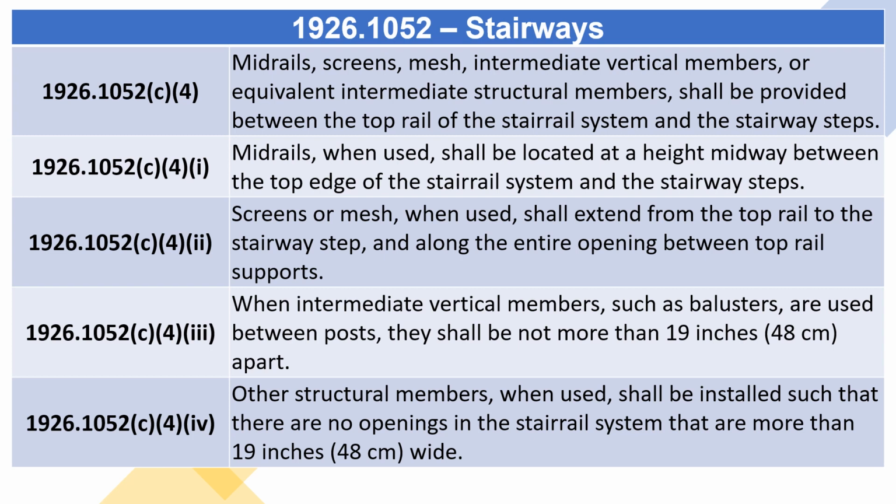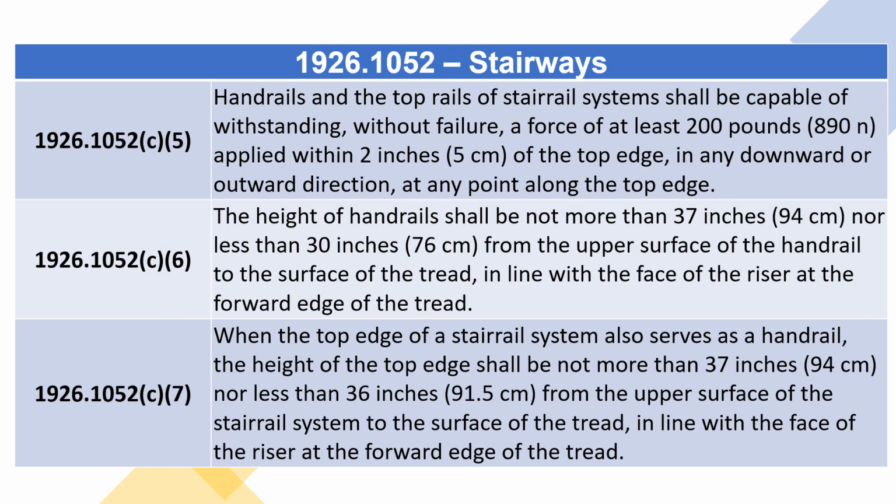When intermediate vertical members, such as balusters, are used between posts, they shall be not more than 19 inches, 48 centimeters, apart. Other structural members, when used, shall be installed such that there are no openings in the stair rail system that are more than 19 inches, 48 centimeters, wide. 1926.1052 C5. Handrails in the top rails of stair rail systems shall be capable of withstanding, without failure, a force of at least 200 pounds, 890 N, applied within 2 inches, 5 centimeters, of the top edge, in any downward or outward direction, at any point along the top edge.